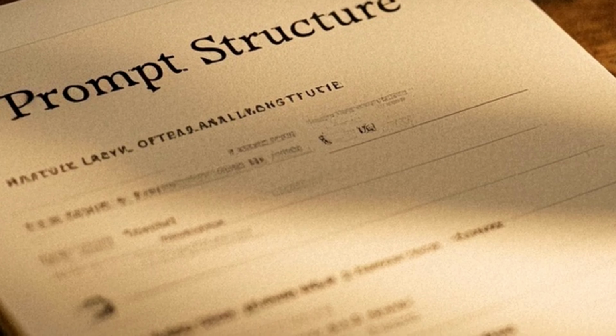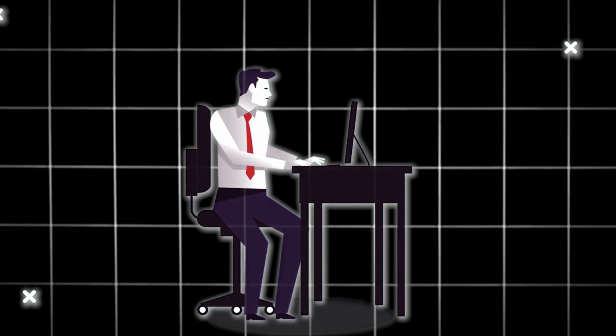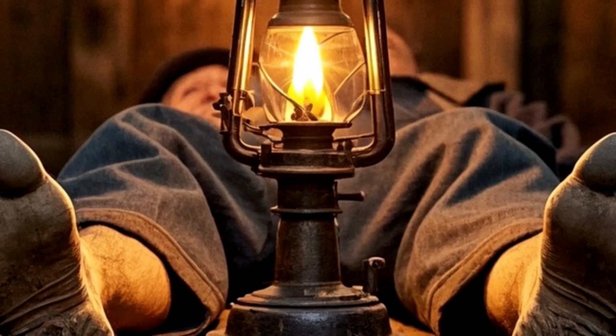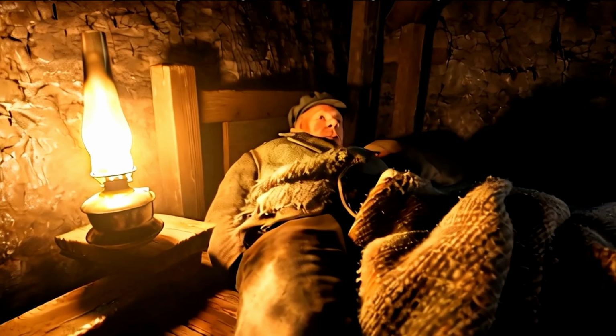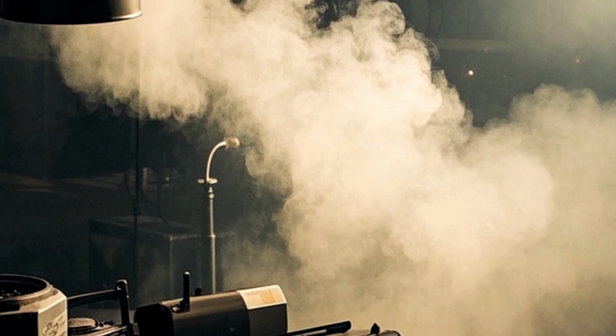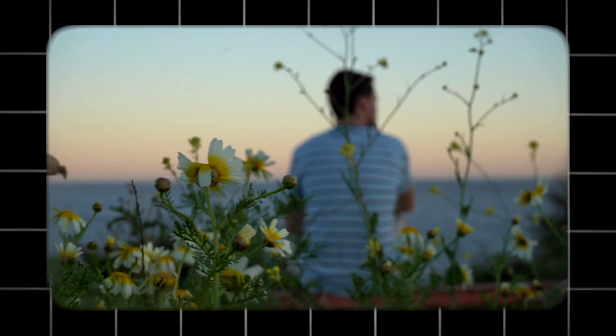Use this structure. First-person view of specific setting, action, lighting, materials, environment details. Hyper-realistic, ultra-detailed, 8K, cinematic. Example. First-person view of a coal miner's legs lying on a wooden bed, oil lamp flickering, dark cabin, wool blankets, soot-covered walls, cinematic, hyper-realistic. You want your image to feel alive.